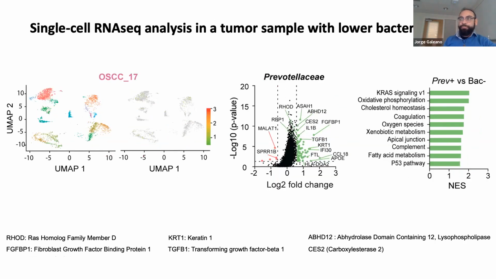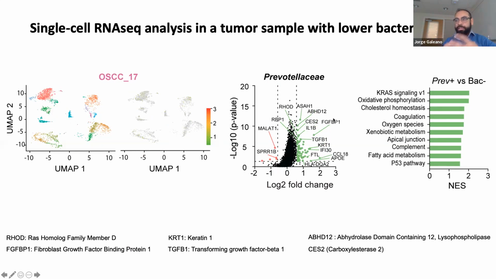This is another example, a patient that contained lower bacterial load, and we found that the gene expression profile is lower, but we identify genes that are only expressed in the epithelial compartment. And bacteria seem to be associated with cells that express oncogenes like TGF-beta and platelet-derived growth factor.